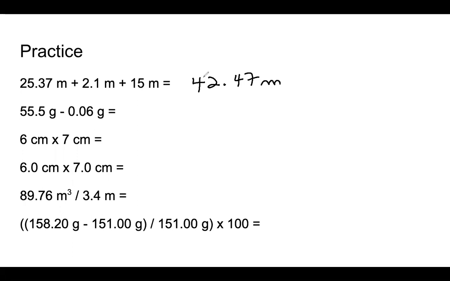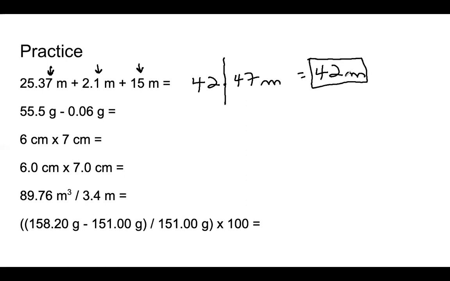Now we have to look at where we're going to cut this off. For addition, we cut it off at the least precise place of the estimated digit. Here, it's at the second decimal place. For this number, it's at the first decimal place. For this number, it's at the ones place. The ones place is the least precise, so that means I have to cut my answer off at the ones place. I look at the 4, I do not round up, so my answer is 42 meters.